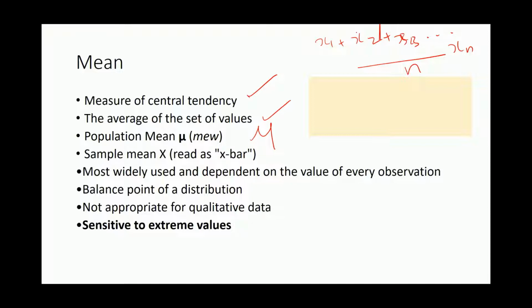And it is a balancing point of a distribution. When you look into a distribution, mean is always the balancing point of the distribution. We will have another episode on what a distribution is and what the different types are. For a normal distribution, mean is the balancer. So especially this distribution is like a normal distribution. So it is not appropriate for qualitative data.